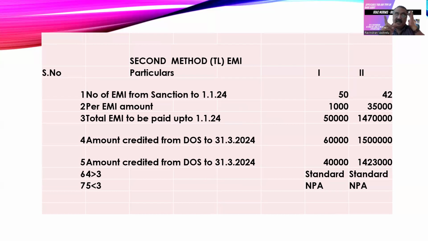So go to the credit side of the loan account. Please add all the genuine credit from date of sanction to 31/3/24. You have to add all the genuine credit. So this is the amount paid. Then compare this with the amount to be paid.